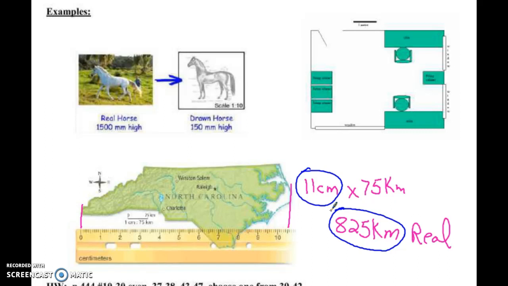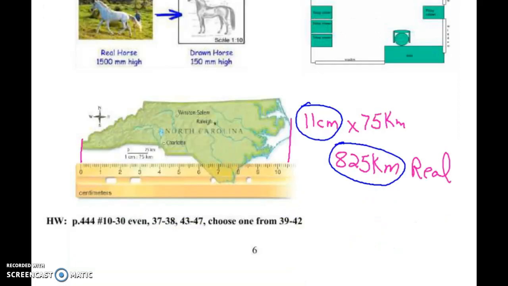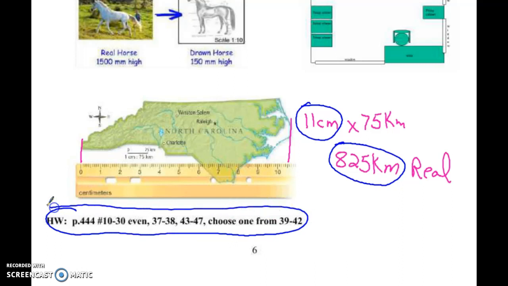So there you go, folks. You're going to be doing this homework at the bottom of the page. Let me just scroll that down once more. There you go. This is going to be your homework right here. And I believe I'm getting rid of 43 through 47. But make sure you choose one from those exercises. All right, take care. Have a great day.